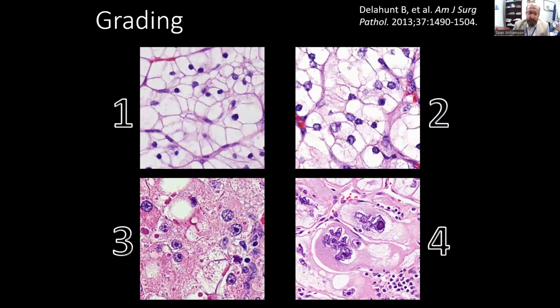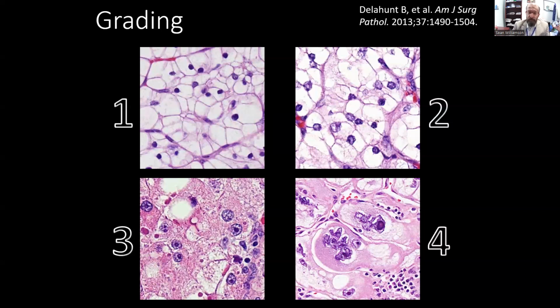This is best validated for clear cell. So how the nuclei look is the best predictor in clear cell. In papillary, we still do it. There's probably some ability to predict the behavior of papillary renal cell carcinoma. But as we get into other types, it's not clear that the grading is super good at predicting how the tumors are going to behave.